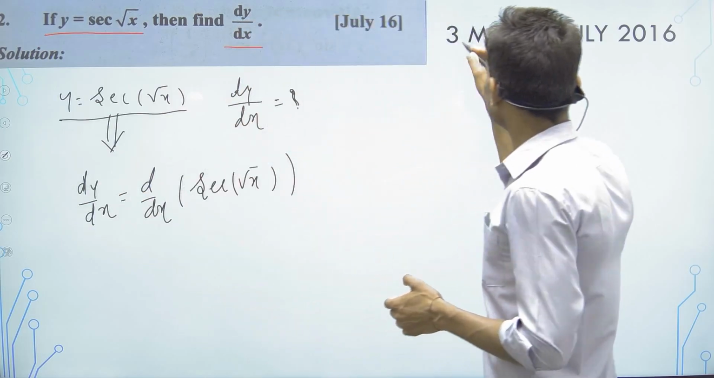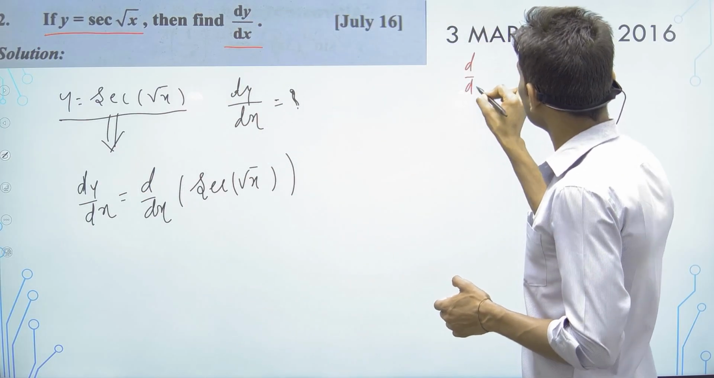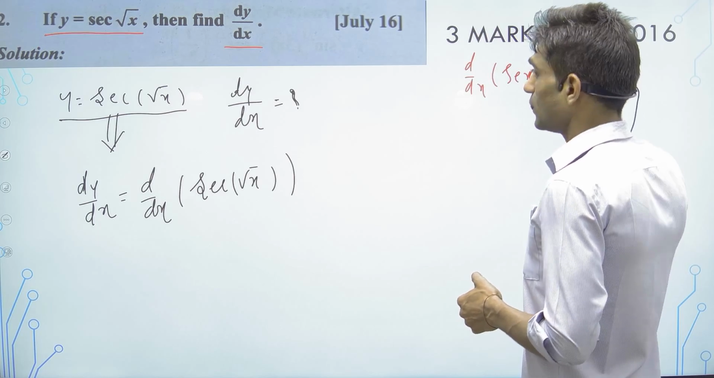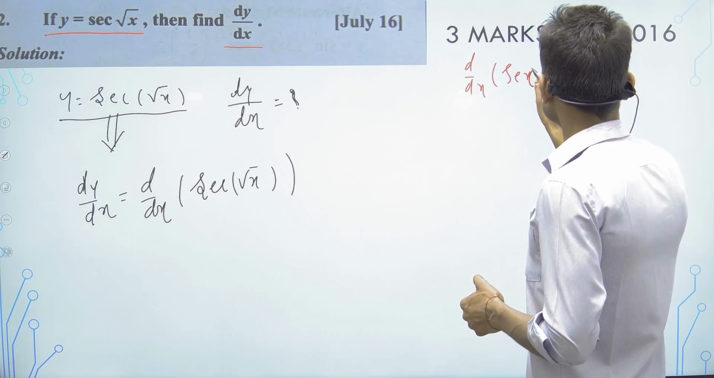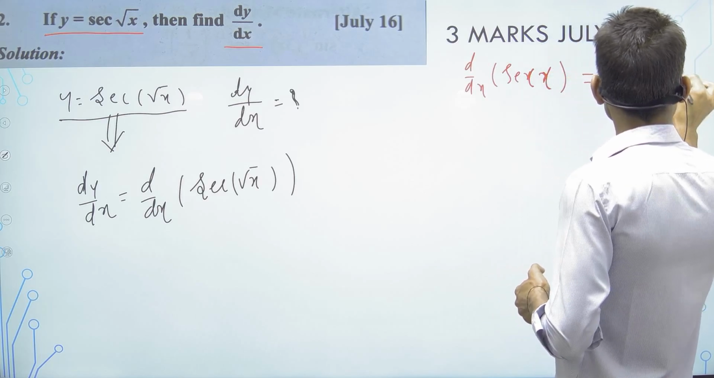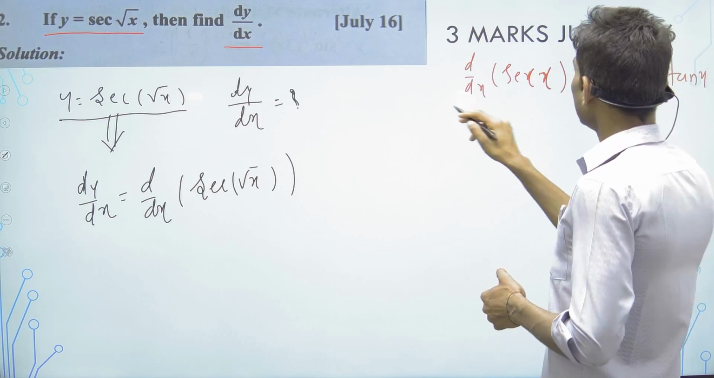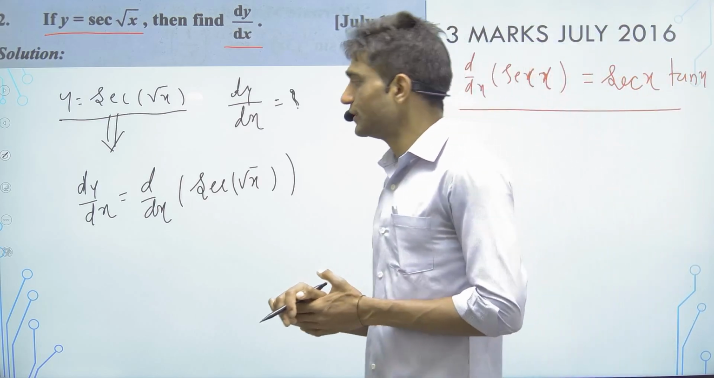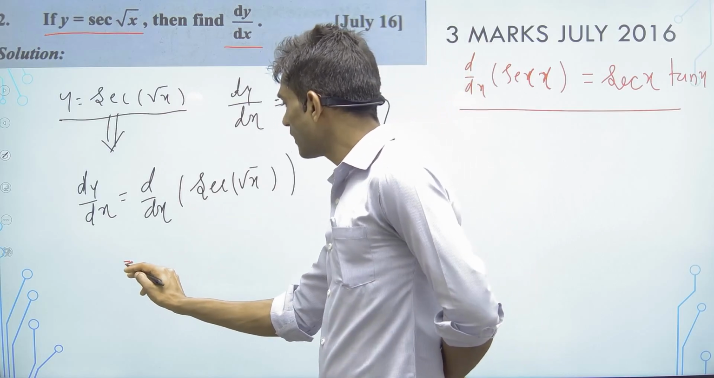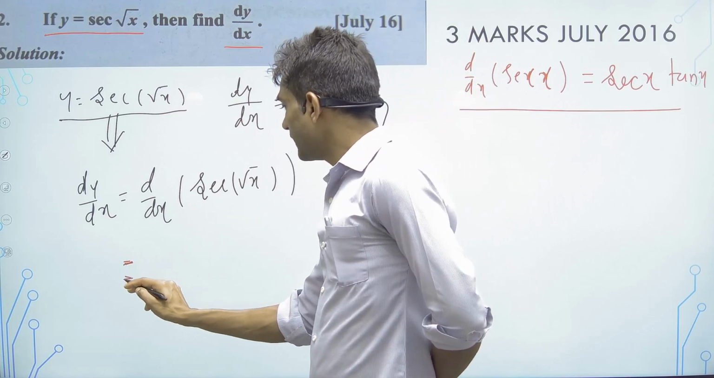Okay, differentiate d by dx of sec x. You need to note the differentiation of sec x, which is sec x into tan x. You need to know this differentiation. Now apply regular differentiation as we did in our past lectures.